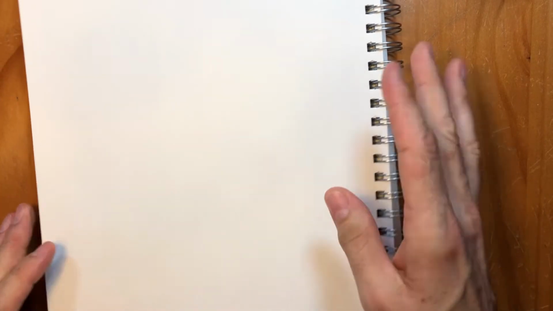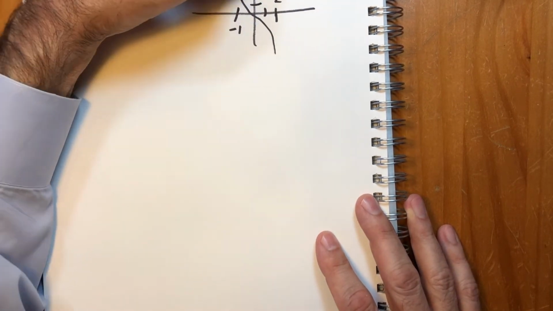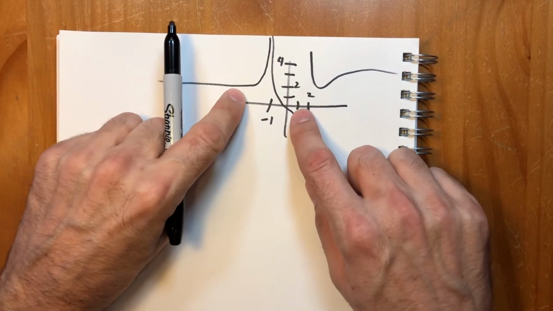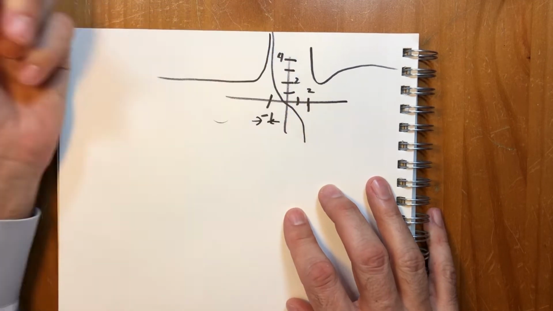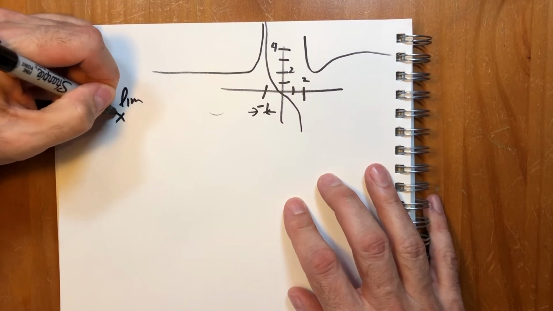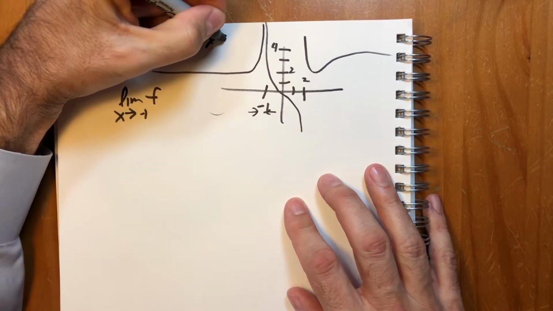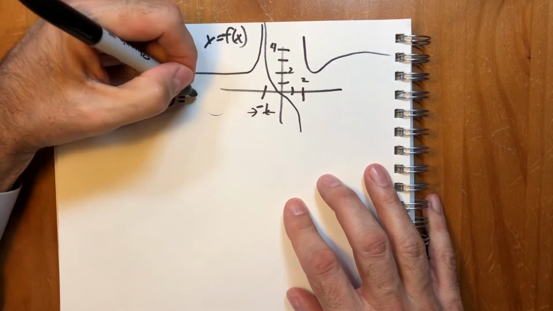So we could even have a complicated graph that has several vertical and horizontal asymptotes. So for instance, with this graph, the values become large as x approaches negative 1 from either direction. So we would have the limit as x approaches minus 1, say this is y equals f of x, of f of x equals infinity.